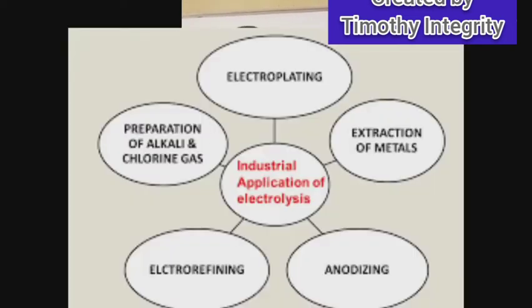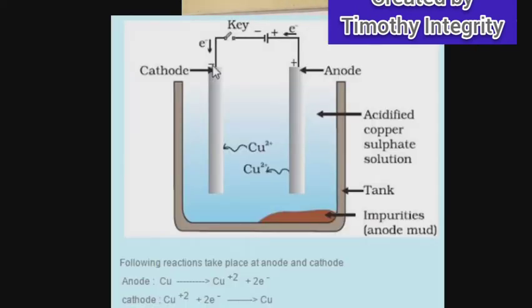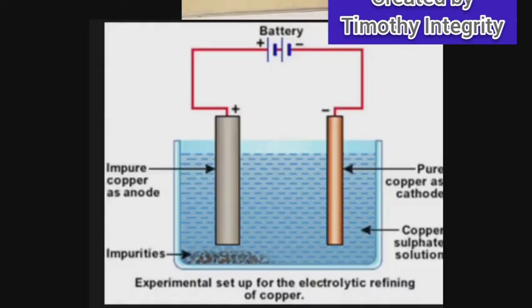Applications of electrolysis. Number one application is that electrolysis is applied in the purification or refining of metals. Such metals as silver and copper are purified by means of electrolysis. During the process, the impure metal is placed at the anode. A strip of the pure metal is placed at the cathode. The electrolyte is made a salt of the metal being purified.